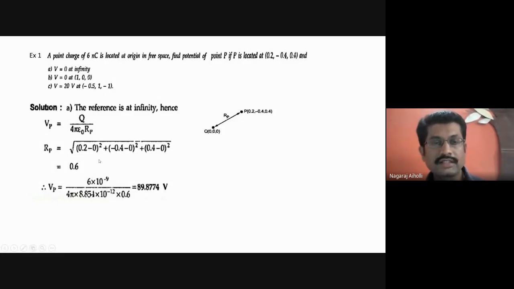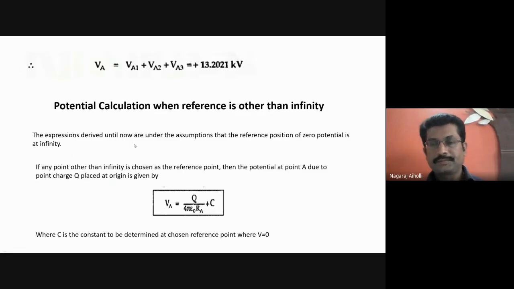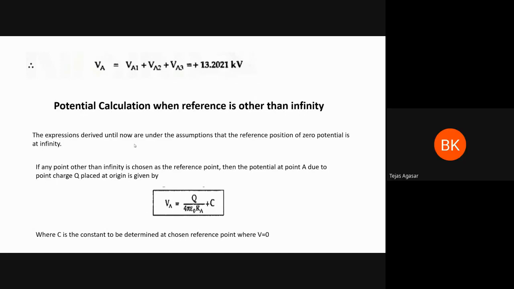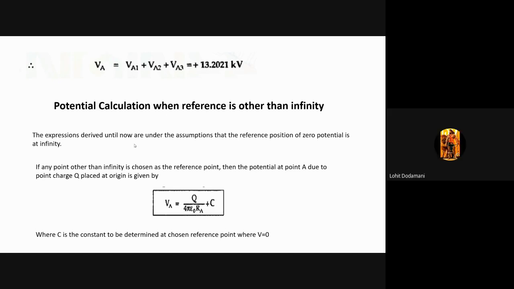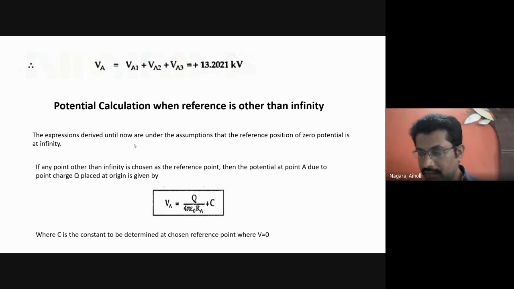If you simplify this, then tell me how much you are getting. Take the distance vector Rp, apply the distance formula, and tell me the value of Rp. It is 0.6. Correct? Is everyone getting this answer? Yes, sir. Rp. Okay, fine.